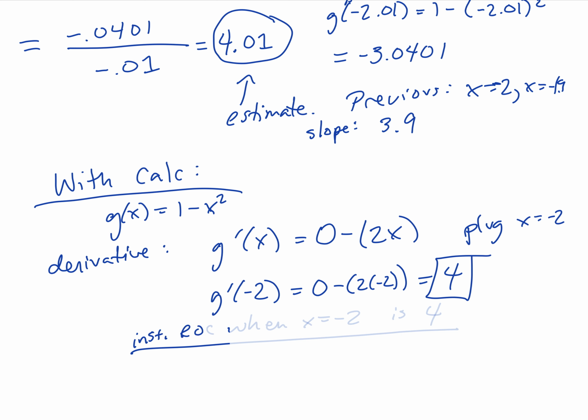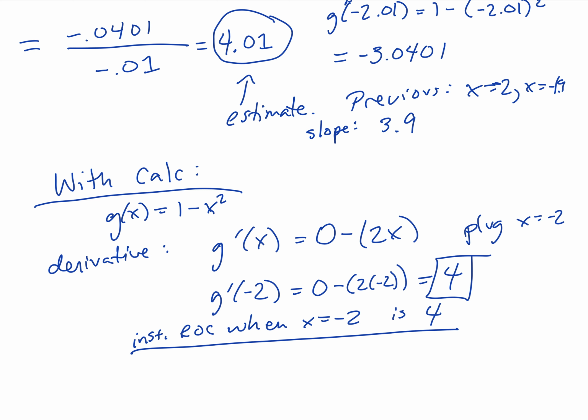Instantaneous rate of change when x equals negative 2 is 4. And we can see that immediately taking the derivative. Again, we haven't learned that yet. That is something coming up, and we can see that it is so much easier to do this with a derivative than it is with this estimating through algebra.